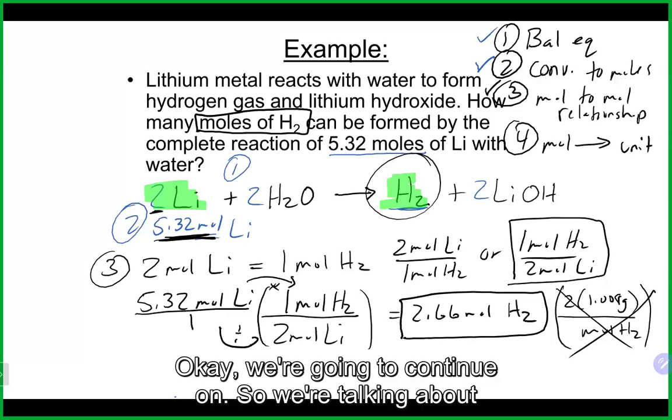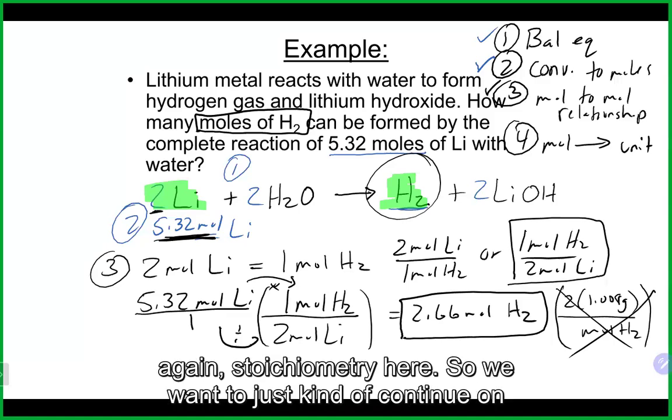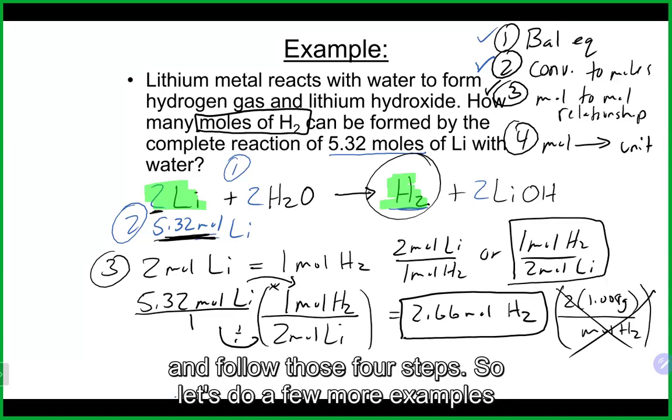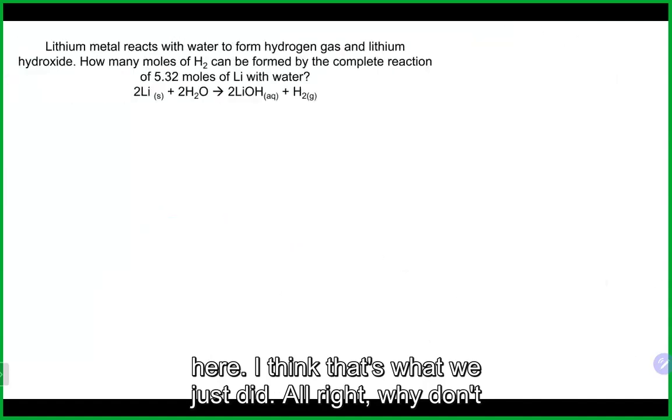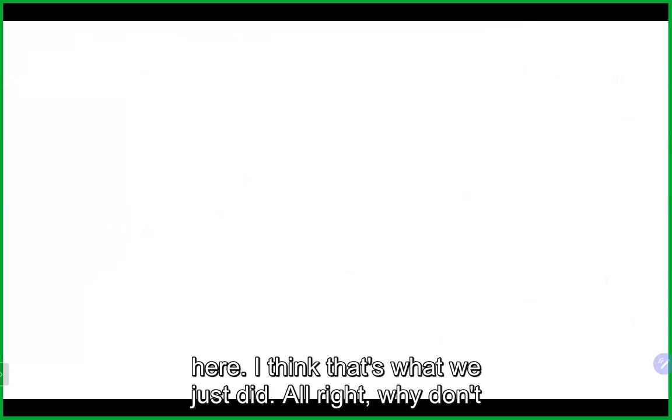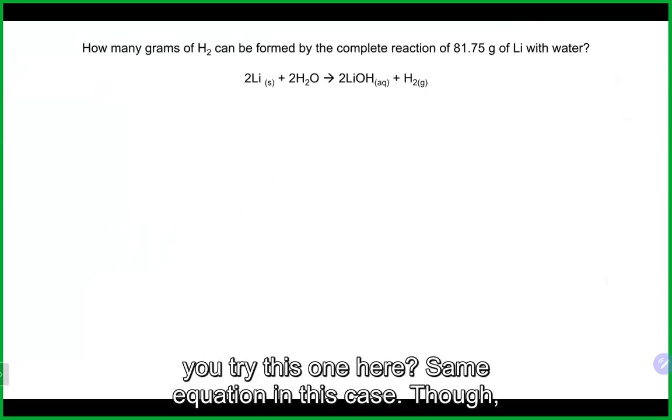Okay, we're going to continue on. So we're talking about, again, stoichiometry here. So we want to just kind of continue on and follow those 4 steps. So let's do a few more examples here, I think. All right, that's the one we just did. All right, why don't you try this one here?